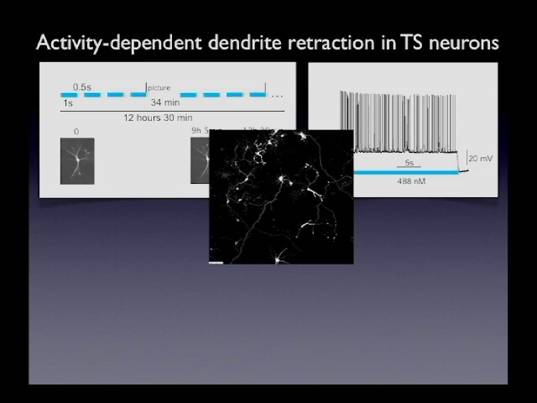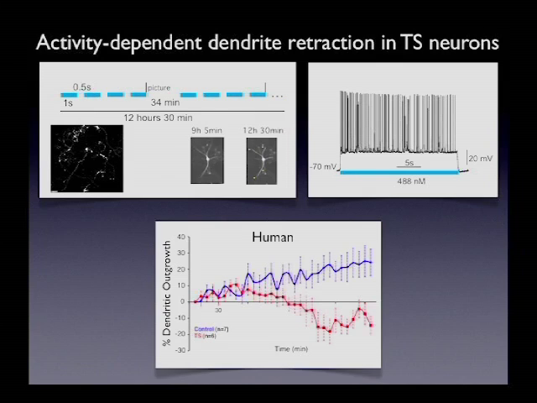We have automated software that can take this and actually determine every extension and every retraction event, and we can look at differences between kids with Timothy syndrome and kids without. What you can see is that in a control, as a function of time, there's an increase in the dendritic arbor, but in the Timothy patients, there is a decrease. This was actually kind of interesting because it means that the activity of this channel is somehow converting what would normally be a stimulus that causes an increase in the size and the complexity of a neuron into a decrease.